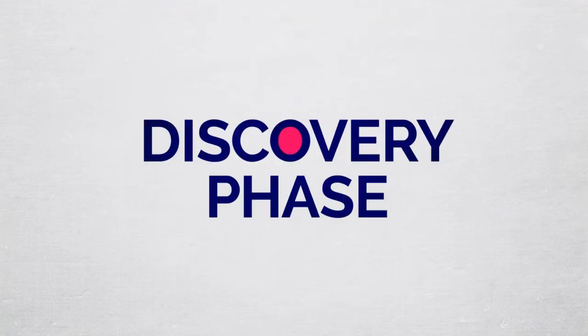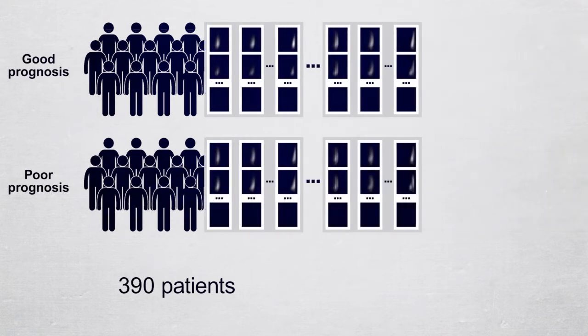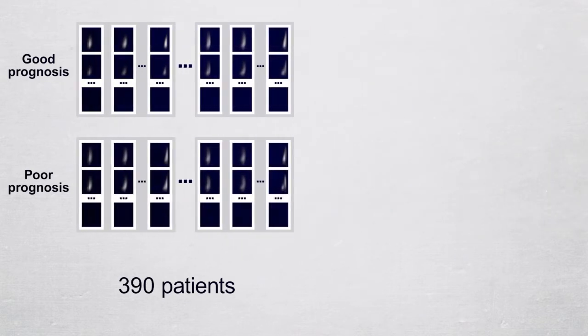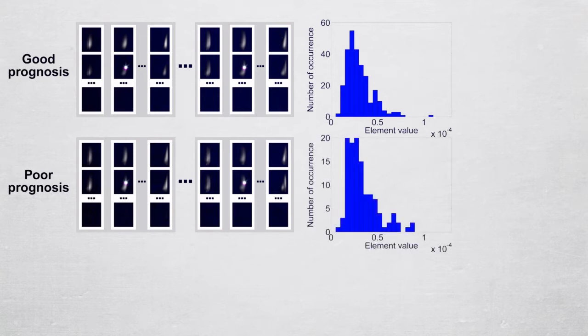In the discovery phase, we learn how texture patterns correlate with patient prognosis. This phase begins by sorting the cohort of 390 patients according to their prognosis. The GLEM4D is then computed for each patient. Each element of the GLEM4D is treated independently, and the frequency of each element value in patients with good prognosis is calculated and plotted as a histogram. The same computations are performed for patients with poor prognosis.